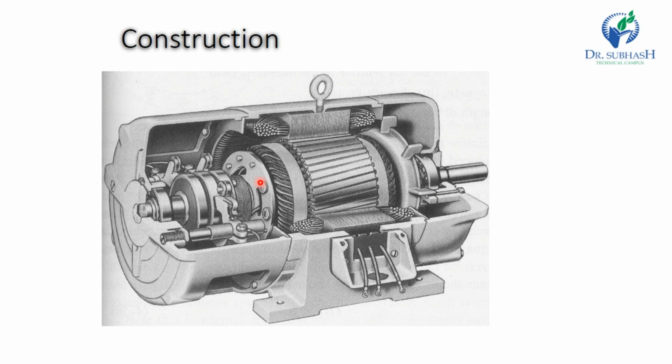Slip ring. A slip ring is made of phosphorus bronze or copper, and connects the resistance to the rotor circuit via brushes. Brushes, which are made of carbon, provide the connection between the resistance and the slip ring.